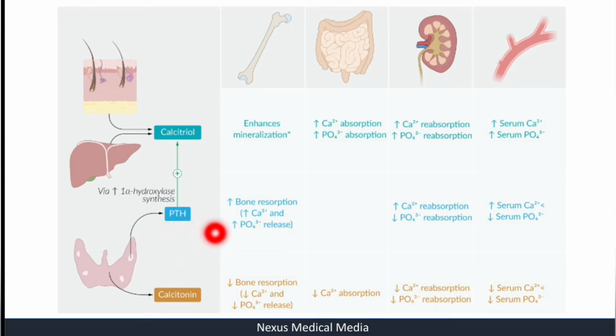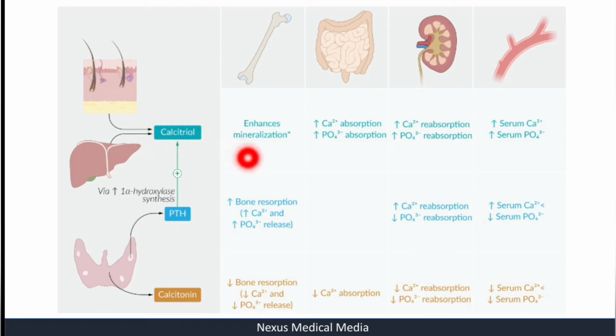Parathyroid hormone, in this case, you want to increase calcium. So in bones, it increases bone resorption, thus increasing calcium and phosphate release. In the intestine, nothing to mention. And in the kidney, it increases calcium reabsorption and decreases phosphate reabsorption. In the blood, it increases serum calcium and decreases serum phosphates.